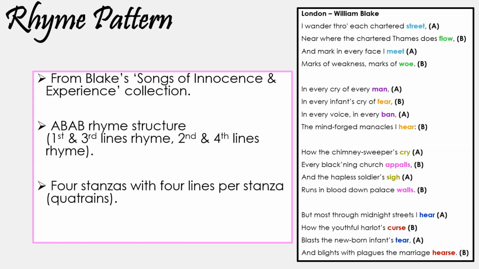Now there are 4 stanzas, and in each stanza there are 4 lines. A 4-line stanza is known as a quatrain, so there's 4 quatrains. So it's got this very regular structure throughout, perhaps to symbolise that the poor conditions people were living in were very much the norm. It was regular, just like the structure.